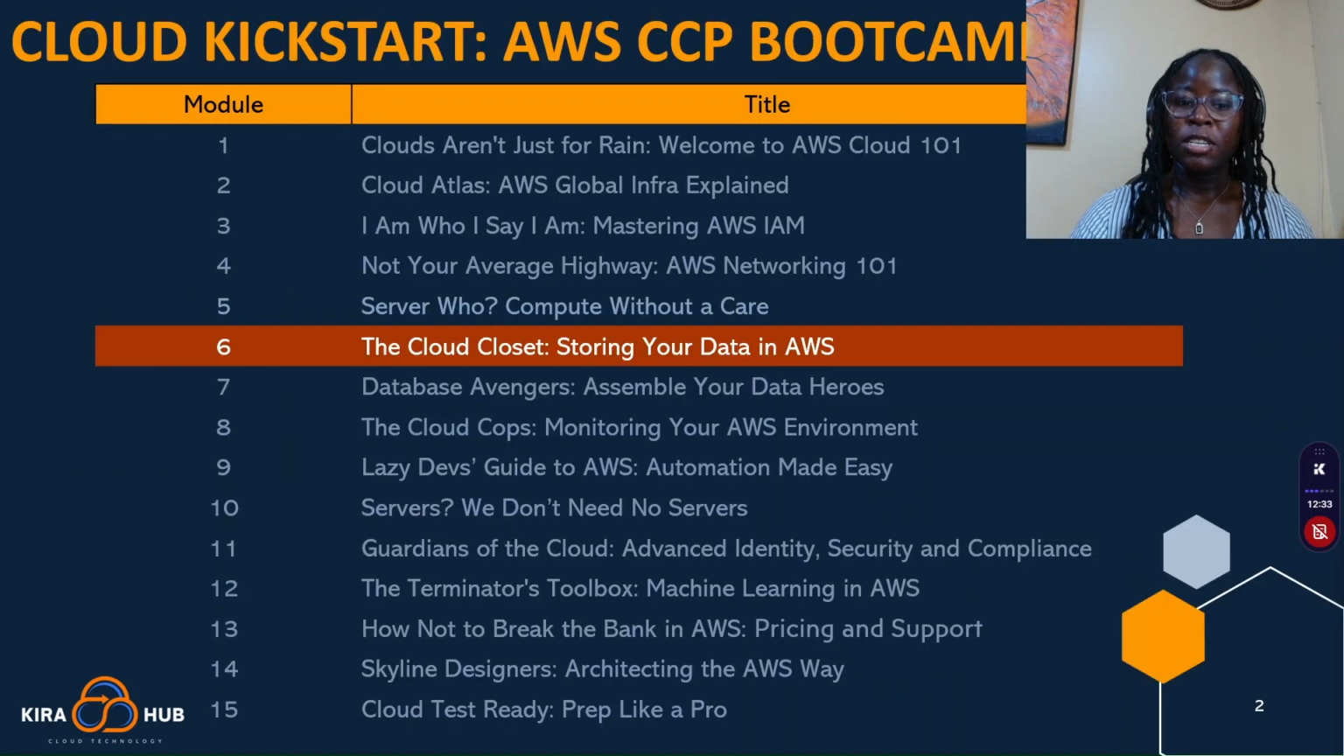Our focus on today's topic is the cloud closet. Where do we store our data in AWS? So it's been a good ride. The last videos were how do we perform compute within the AWS cloud? What are the different compute services we have? Today our focus will be what are the different storage services we have in this case.